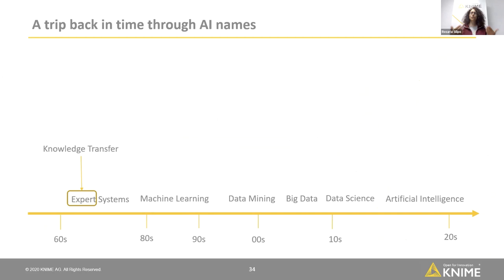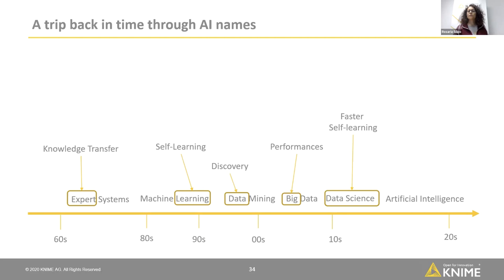Then between the 80s and the 90s, you had a lot of machine learning, and the stress there was on the machine learning itself, on the task. We had data mining. There, the stress was on the data. The whole knowledge was already in the data and we were supposed to discover it. Performance: we had big data, and the larger the amount of data, the better the performance the algorithms and machines needed to have. Then we had data science, again with faster self-learning algorithms. And now we are talking about artificial intelligence.